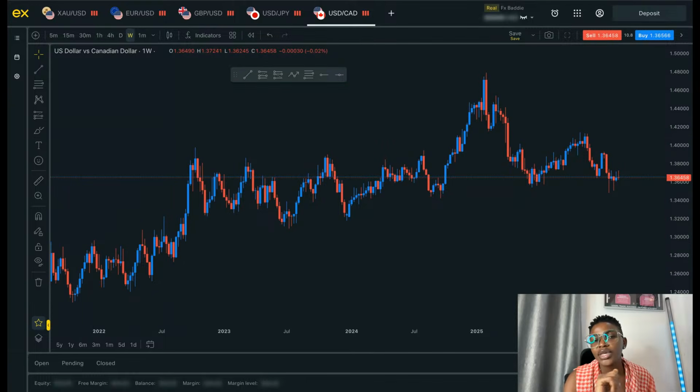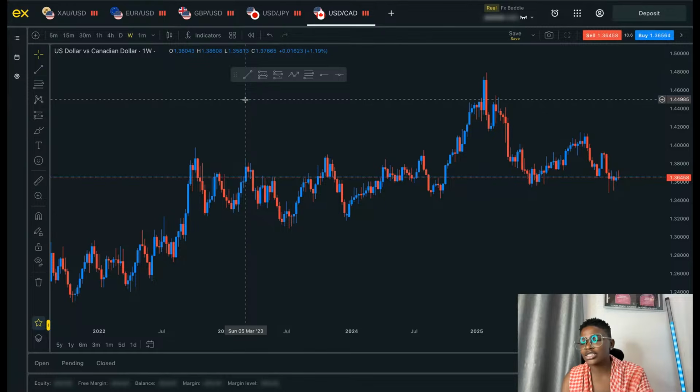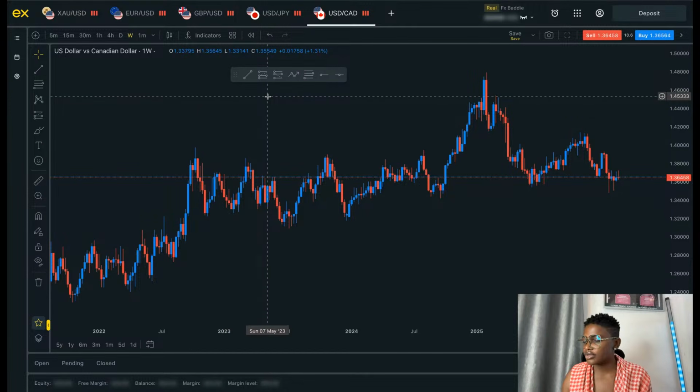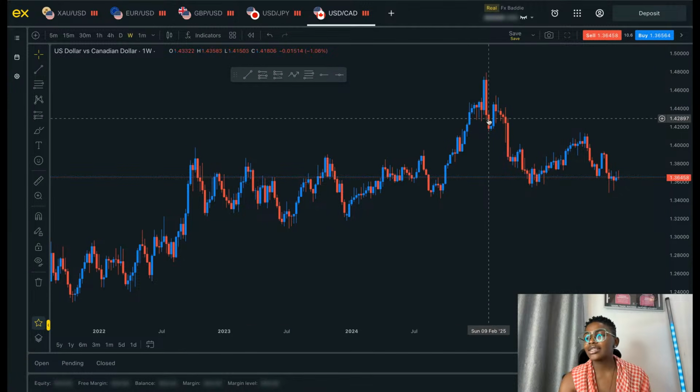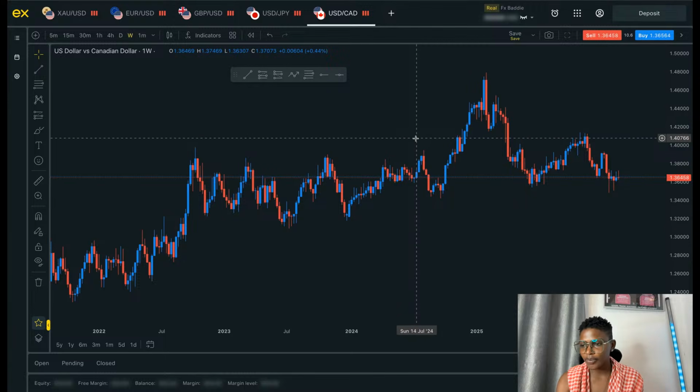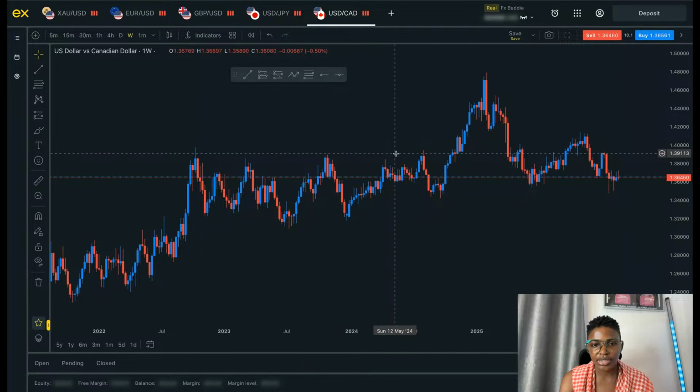So you open the weekly time frame. You look at the chart from the weekly time frame's perspective. You see what price has been doing. You look for obvious levels. Let me get a pen so I'll be able to point. You check on your chart for obvious levels that price has respected more than one time. Then you mark it. On this chart, what levels can we see?